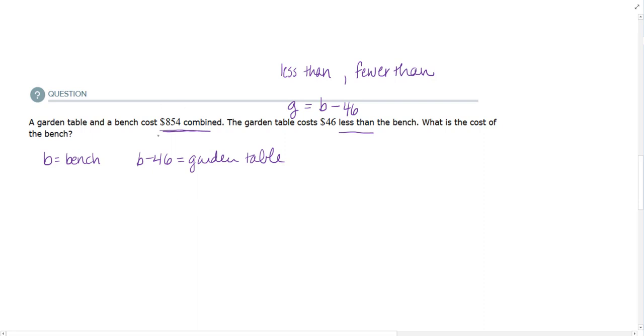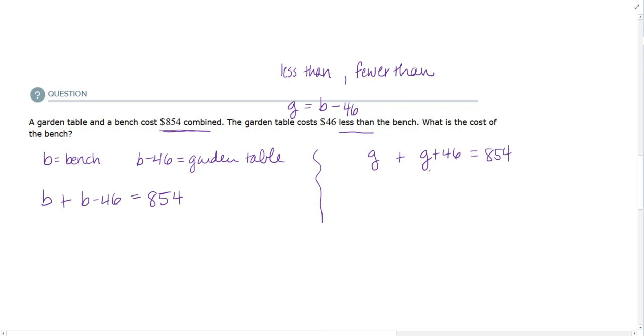And then, since I know how much it is combined, I can set up my equation. The bench plus the garden table, B minus 46, equals 854. Now, just by the way, you could set this up differently. You could say maybe you want to use G for the garden table, and then that would mean that the bench would be more. It would be G plus 46.